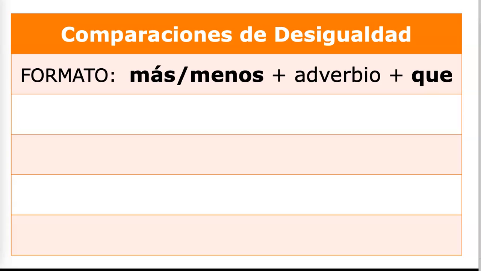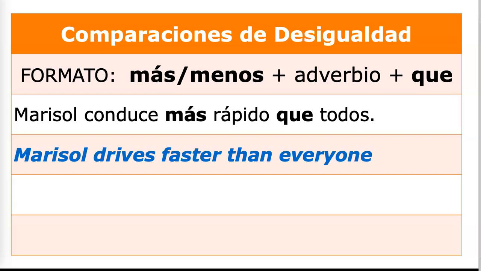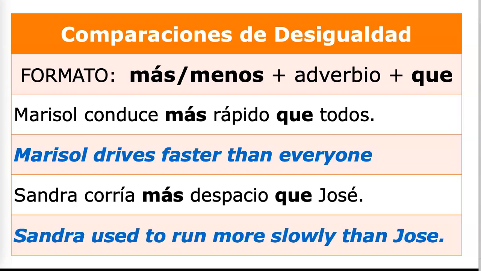Same thing if we're comparing adverbs, exact same format. Marisol conduce más rápido que todos. This translates to, Marisol drives faster than everyone. Sandra corría más despacio que José. Sandra used to run more slowly than José.